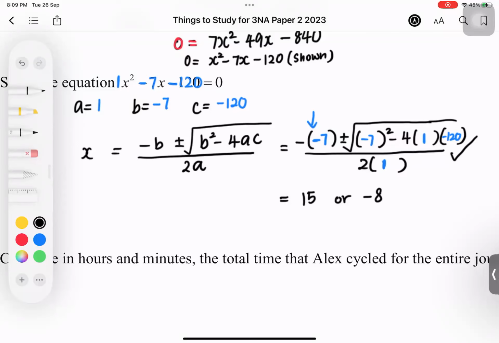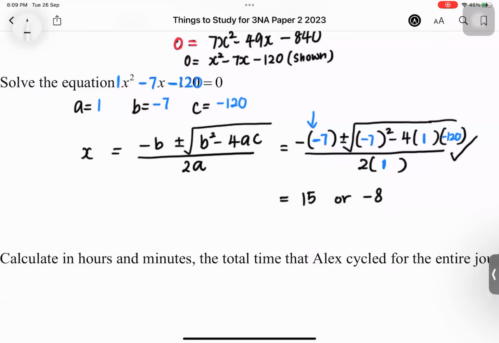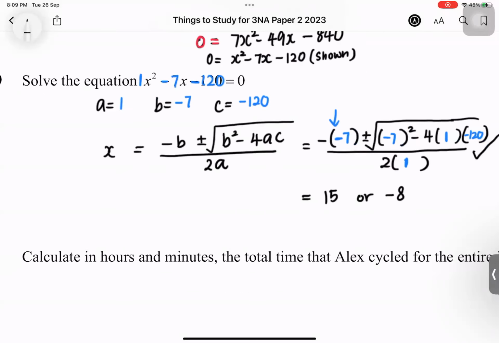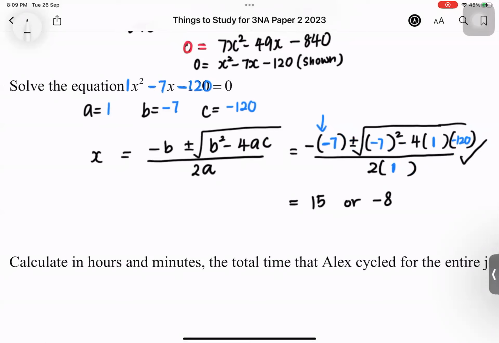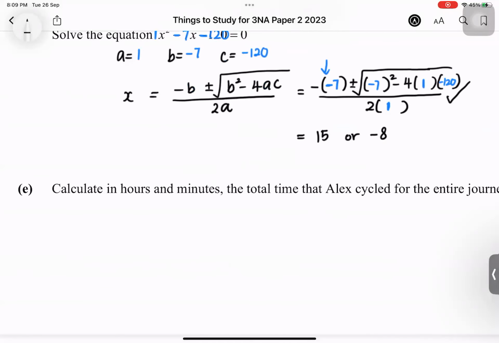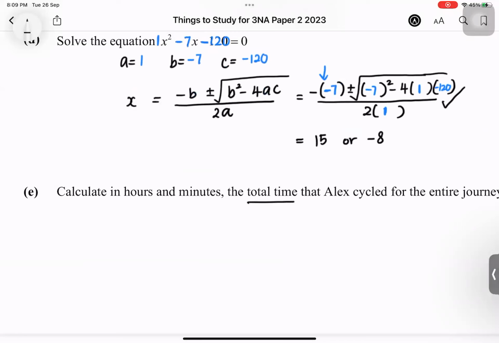So it's 15 or -8. Read the question. The question only says solve the equation. Did they ask us to reject any solution? So please don't reject any solution. Now, sometimes this part of the question, they may say, give your answer to 2 decimal places or 3 sig fig. Then you leave your final answer to 2 decimal places or 3 sig fig. Okay? Next one, calculate in hours and minutes the total time taken.